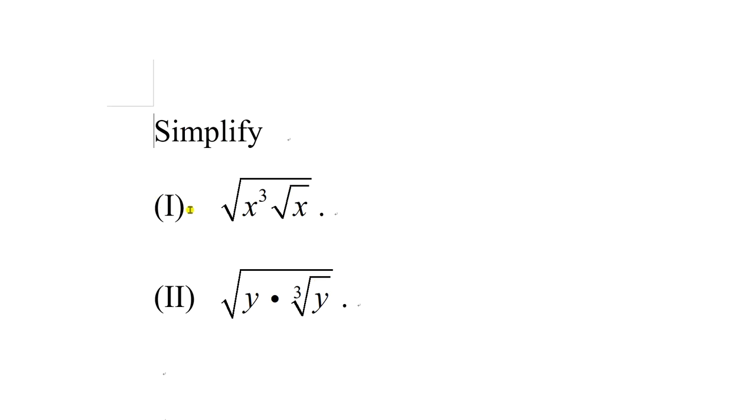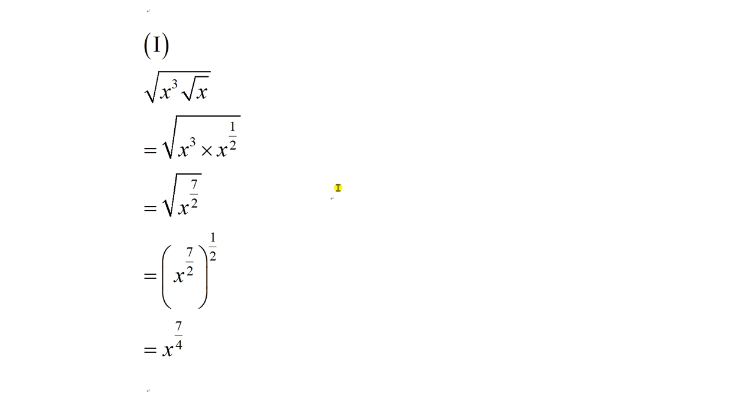Okay, and simplify these two expressions. They look a bit clumsy and difficult. The key point is we need to start simplifying such kinds of expressions from inside to outside. So let's look at the first one. There's a square root, and then inside there's x cubed times square root x again. So we start simplifying from inside. We change square root x to x to the power 1 over 2. So that is x cubed times x to the power 1 over 2. So add the indices up, that becomes x to the power 7 over 2.